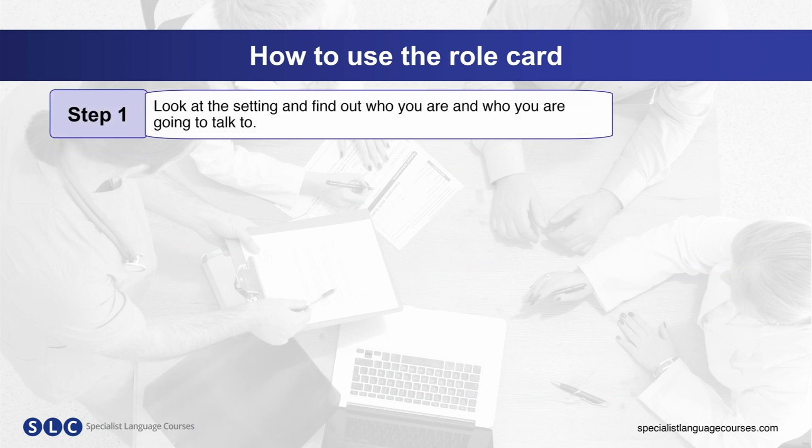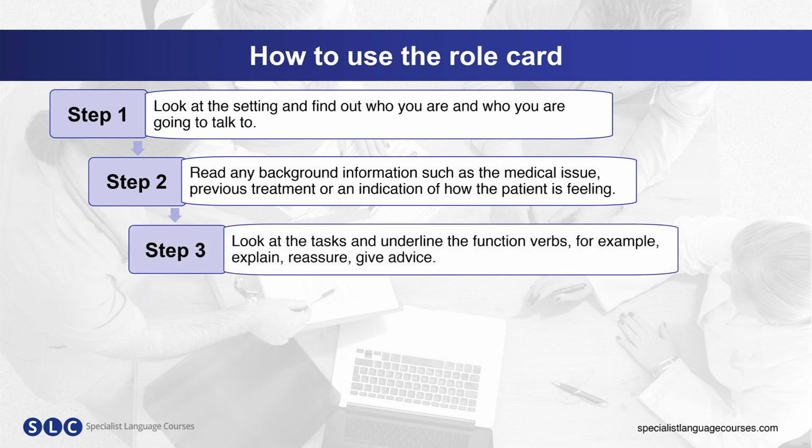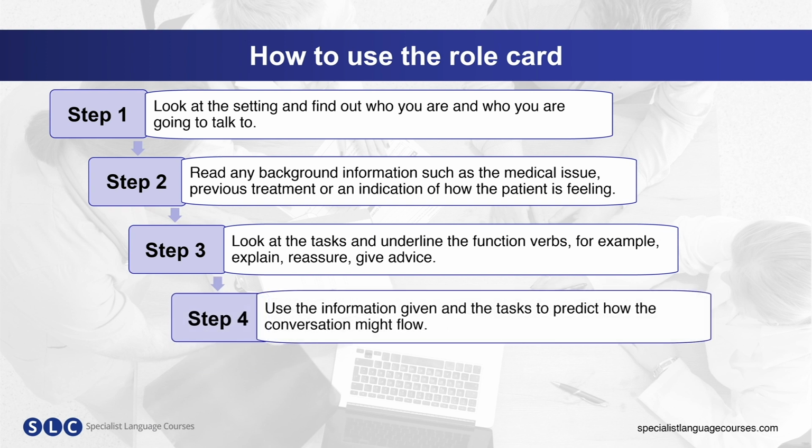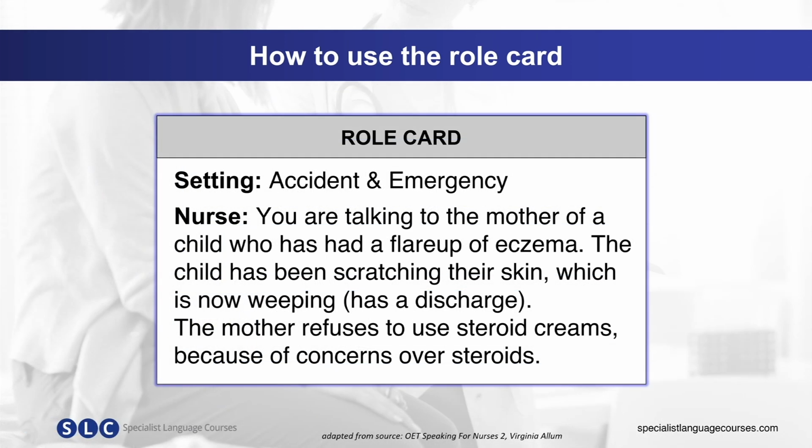These are the steps involved in analysing the role card. Step 1. Look at the setting and find out who you are and who you're going to talk to. Step 2. Read any background information, which gives you information about the medical issue, perhaps previous treatment, or even an indication of how the patient is feeling. Step 3. Look at the tasks and underline the function verbs. For example, explain, reassure, give advice. Step 4. Use the information given and the tasks to predict how the conversation might flow. And step 5. Brainstorm useful language for each of the tasks and think about how you're going to begin the role play. So let's look at an example role card and how you can follow these steps.